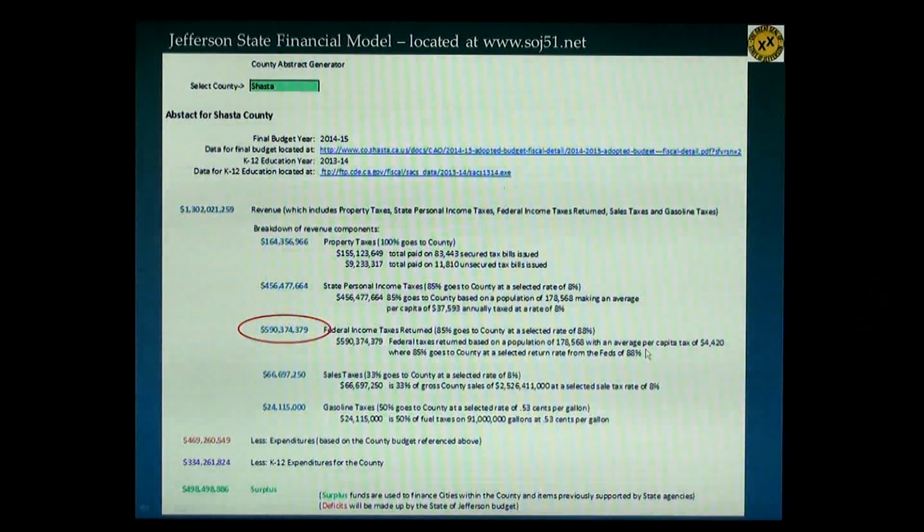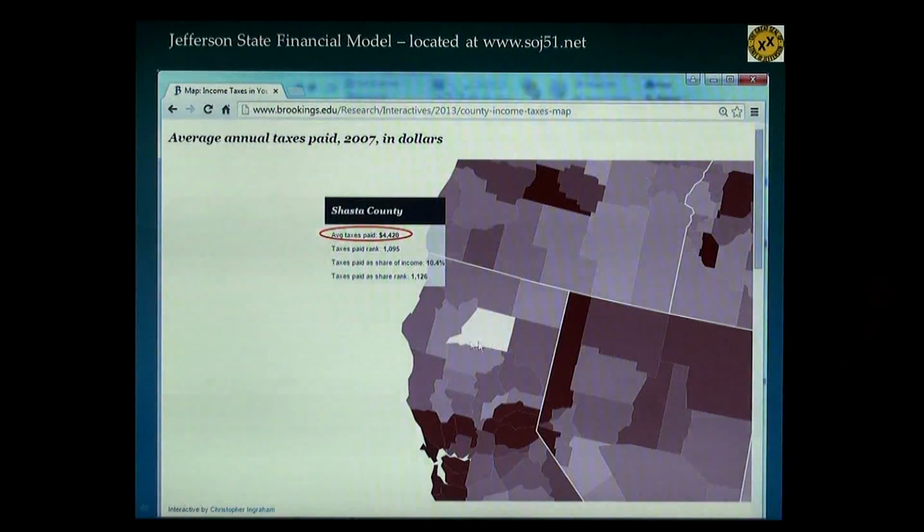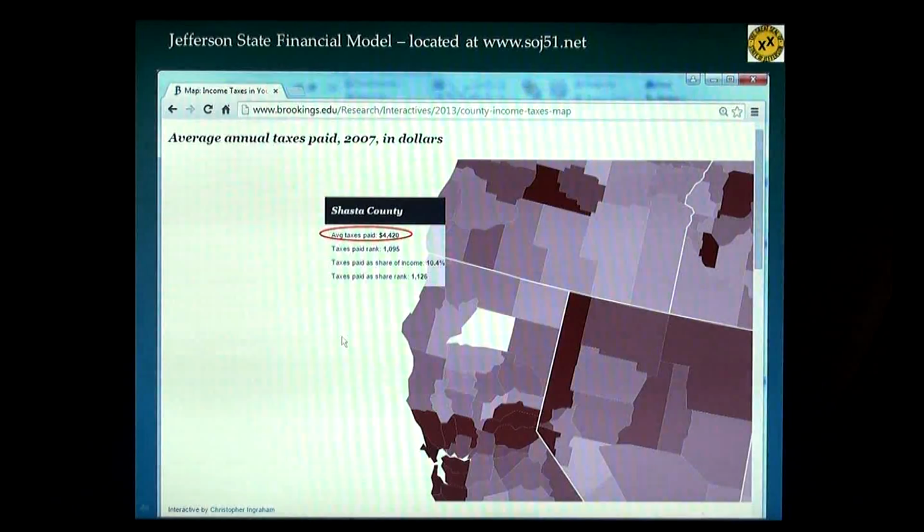So we show our population again of 178,568 and an average per capita taxes spent of $4,420. Again, we're using the Brookings Institute information, and the latest numbers they have are posted for 2007. And since we took an economic downturn in 2007, we pretty much recovered by now. I would assume that the numbers would be very close to each other. So this is where we derive that from.